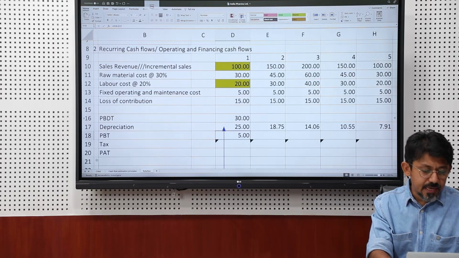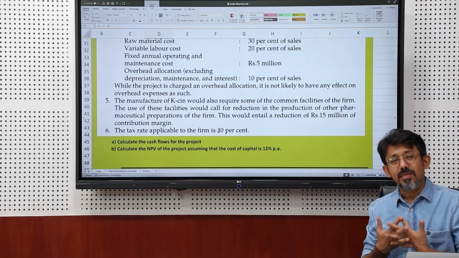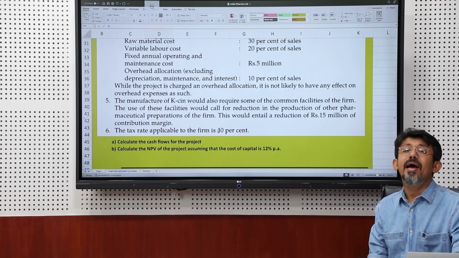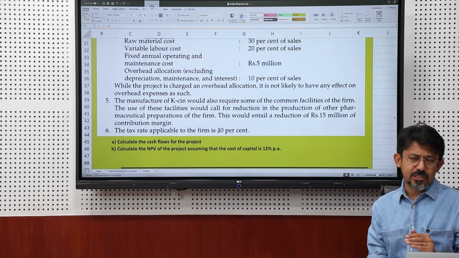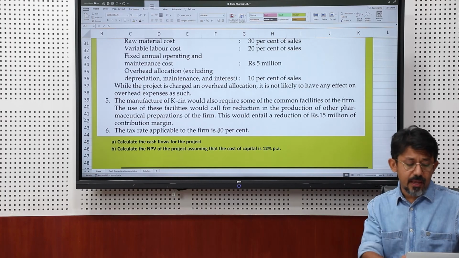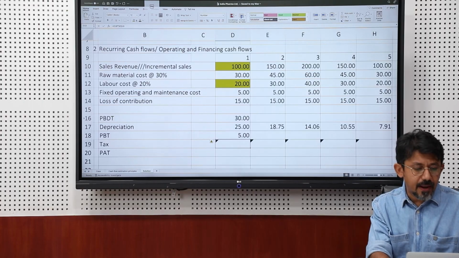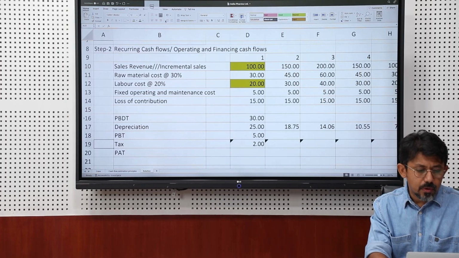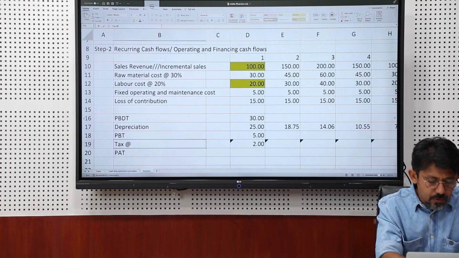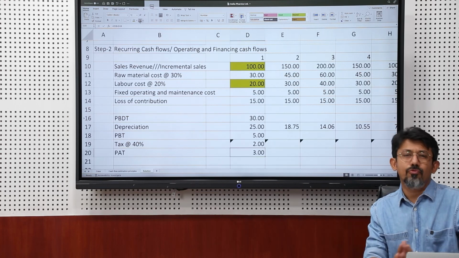I am also told in the case that the tax rate is 40%. Now, that is also a question, that when I look at cash flows, should I look at taxation? The answer is yes, because tax is a legitimate cash outflow, an operating cash outflow, and hence it needs to be considered. So, I look at 5 million multiplied by 40%, which comes to 2 million. So, let me write over here tax at the rate of 40% for your clarity. That gives me a PAT of 3 million.